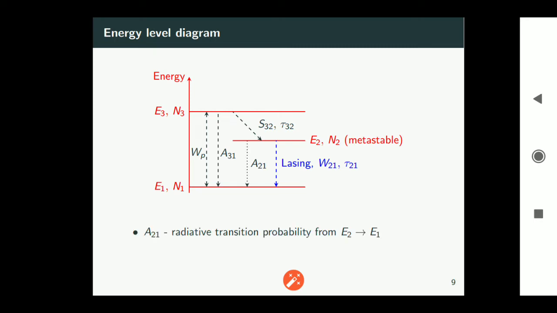And spontaneous emission from E2 to E1 is also possible. So that is shown here. A21 represents the radiative transition probability from E2 to E1. And W21 in the diagram actually represents the stimulated transition probability from E2 to E1. There is also another stimulated transition probability from E1 to E2 that is not shown in this diagram. So basically we have 6 transitions in a 3 energy level system.